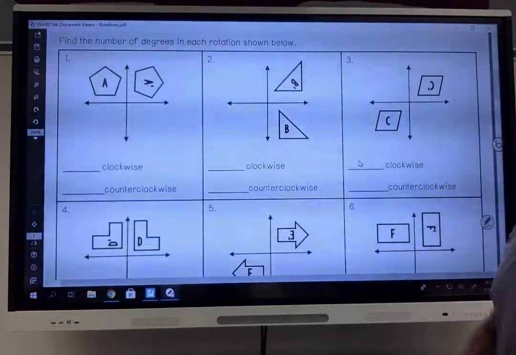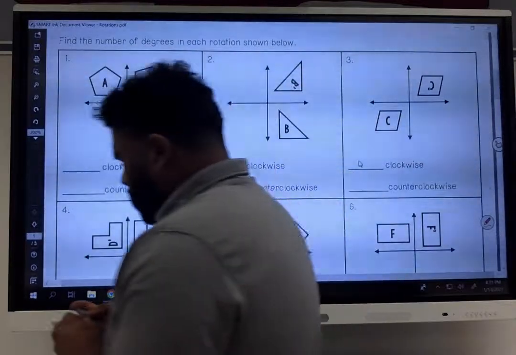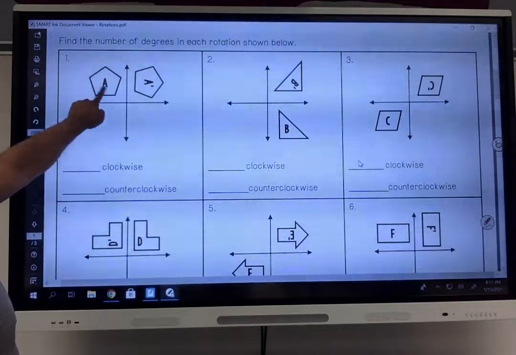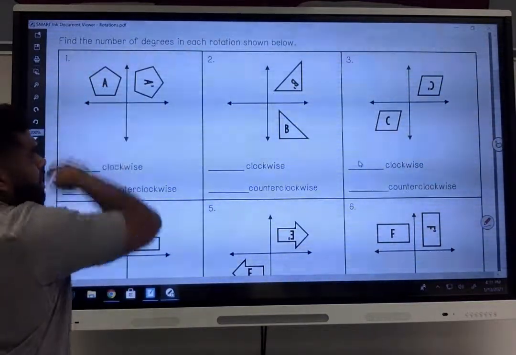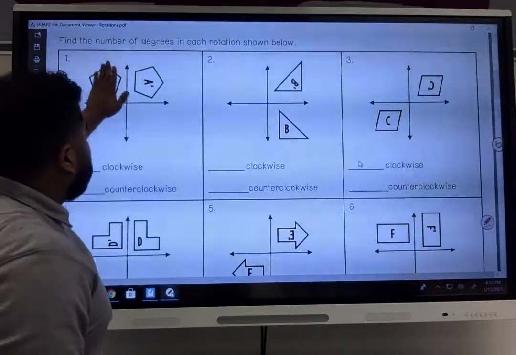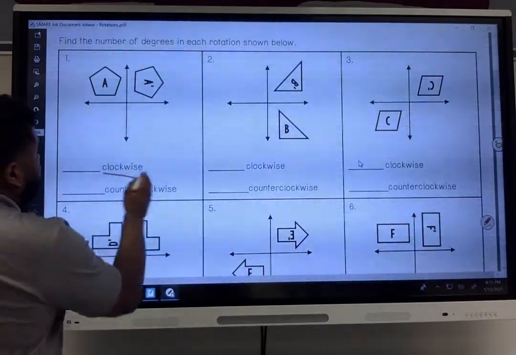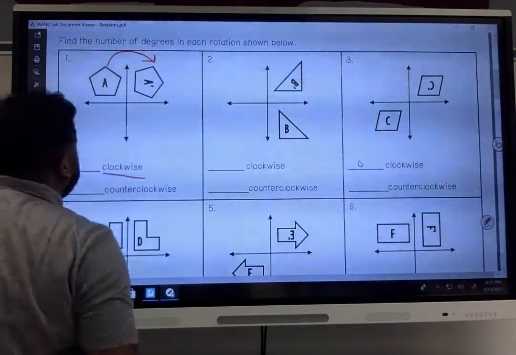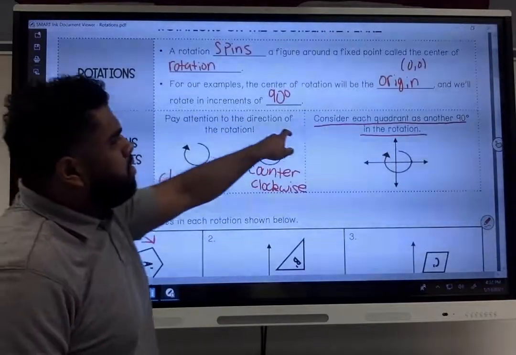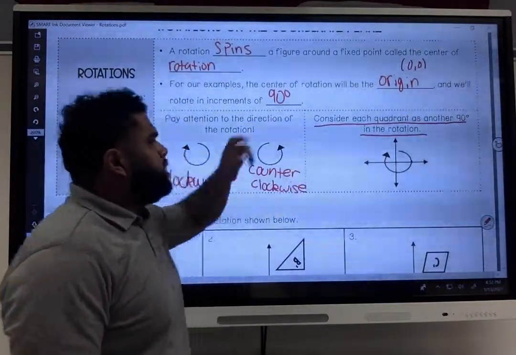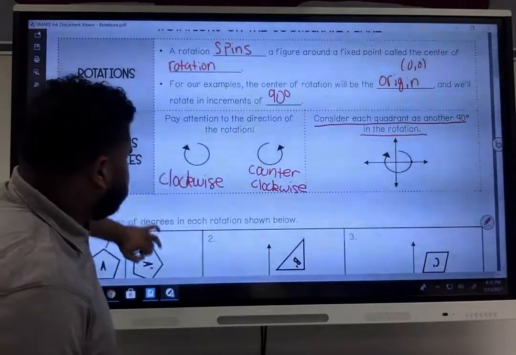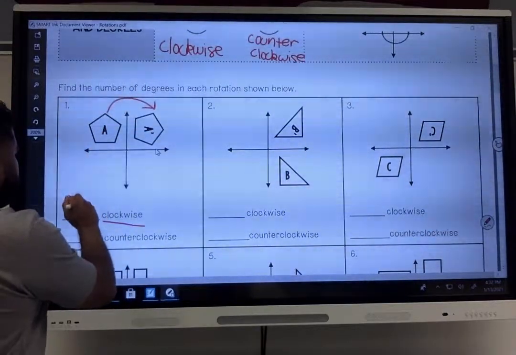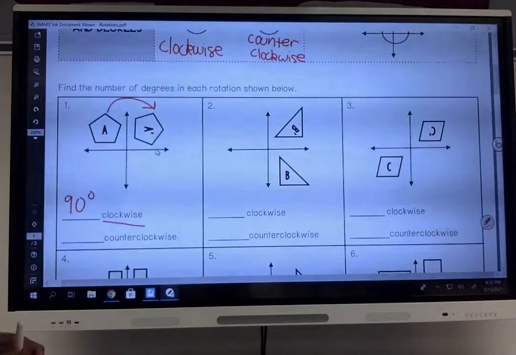Let's look at question 1. Find the number of degrees in each rotation shown below. I start out with pentagon A, and not this one, because this one has the prime mark. It's asking for clockwise first, so I'm going to rotate once clockwise over here. It says consider each quadrant as another 90 degrees in rotation, and we'll rotate in increments of 90 degrees. We rotated once, so that means we rotated 90 degrees clockwise.